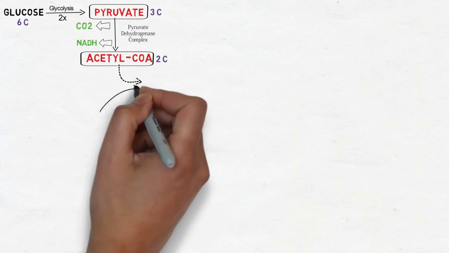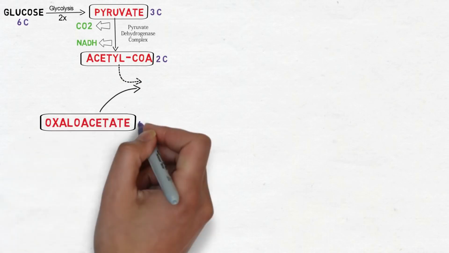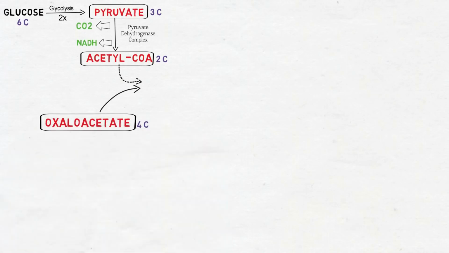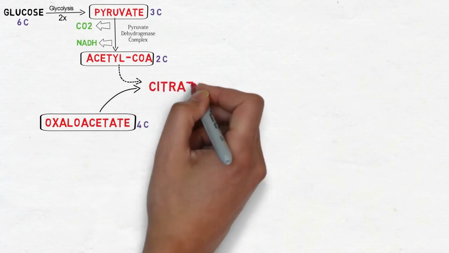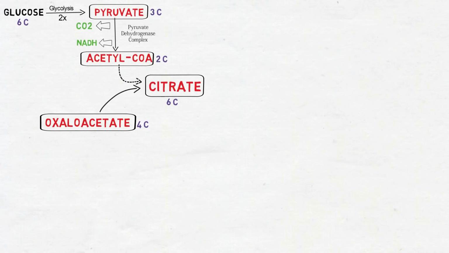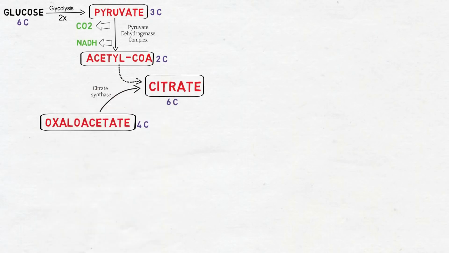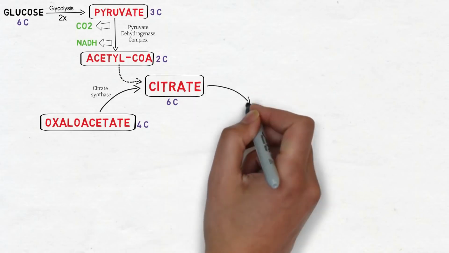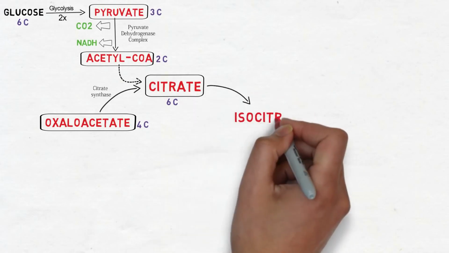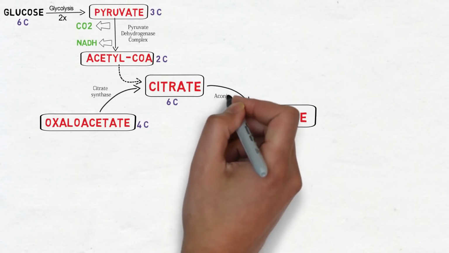In the next step, the acetyl-CoA combines with oxaloacetate, which is a 4-carbon compound, to form citrate, and hence the resulting molecule is a 6-carbon compound. This reaction is catalyzed by the enzyme citrate synthase. In the next step, the citrate is isomerized into isocitrate by the enzyme aconitase.